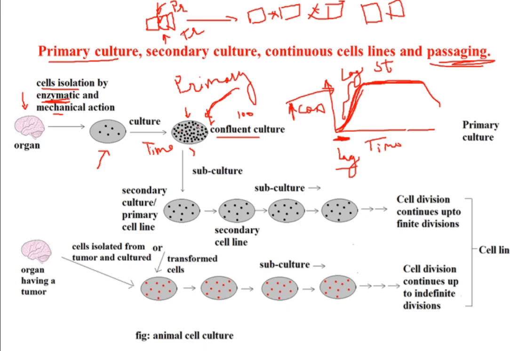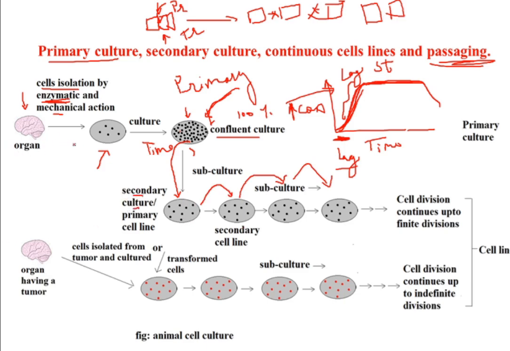In that case, once 100% confluency is achieved, you have to take the cells out and seed them into another culture. You have to put them into another media. Now you have two cultures. Again, you have to do the passaging. Once 100% confluency is achieved, you take out some cells and put them into another, and then another, and then another. And this is called secondary cell culture.